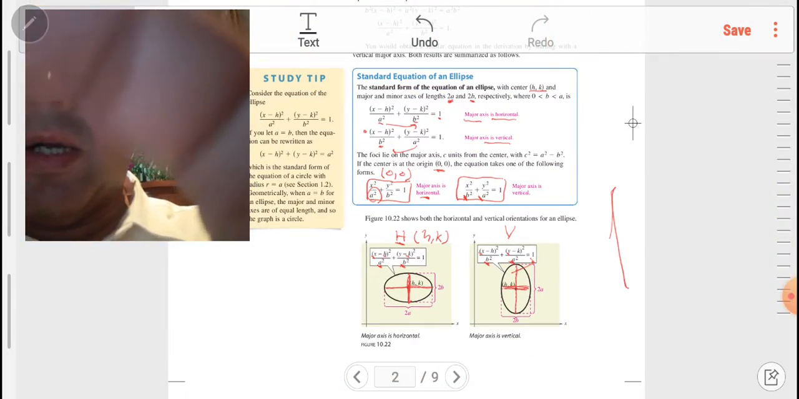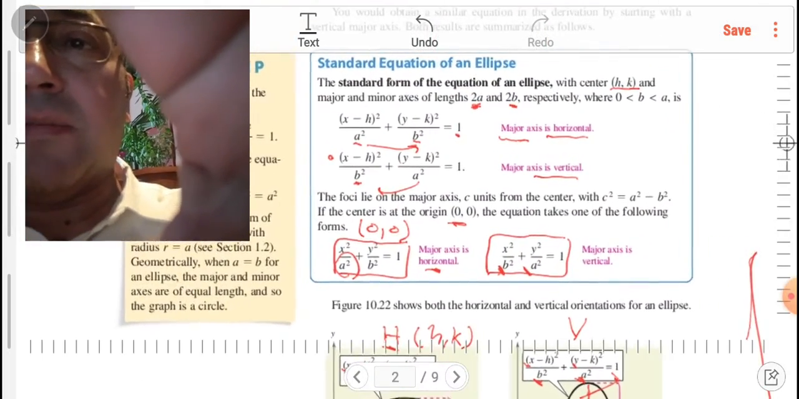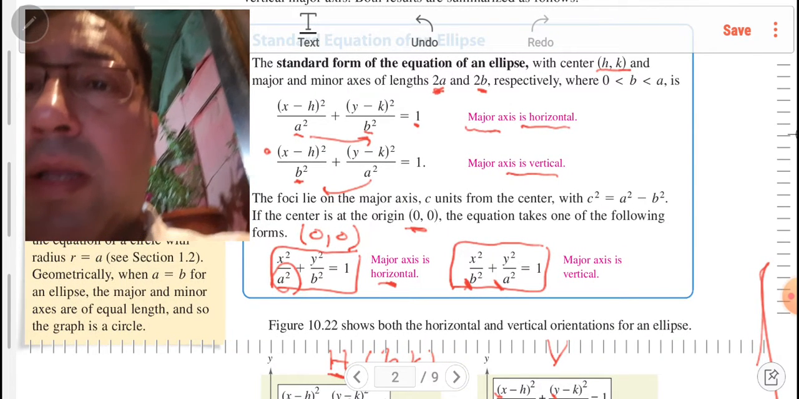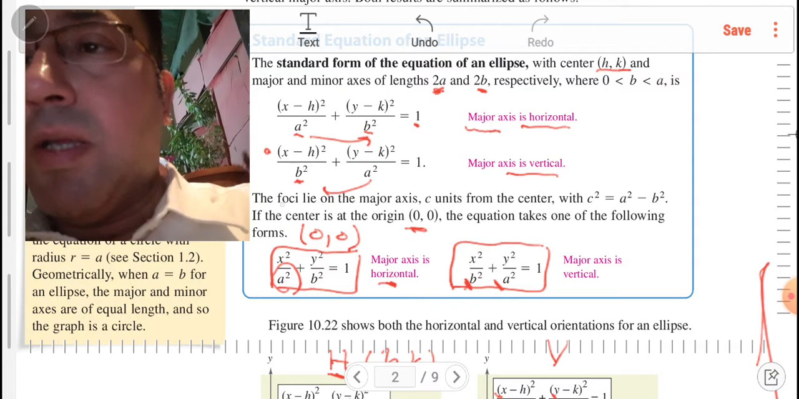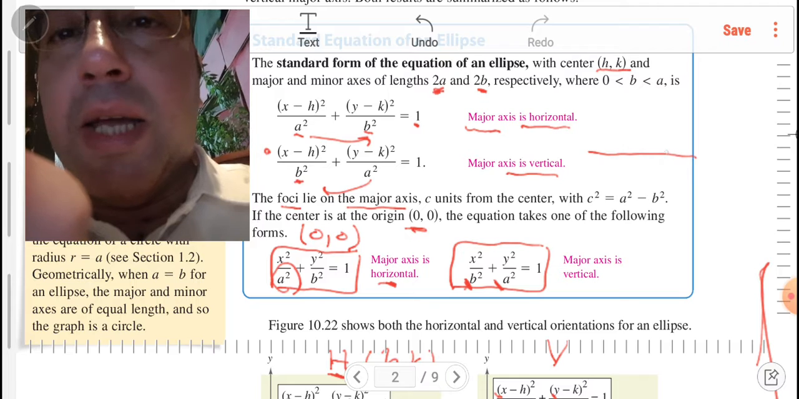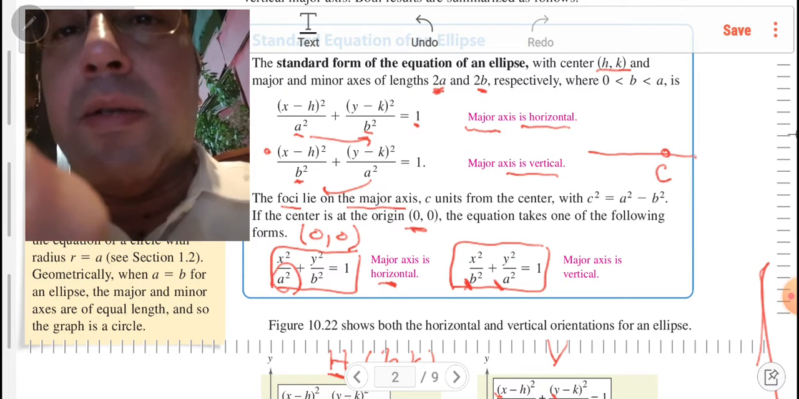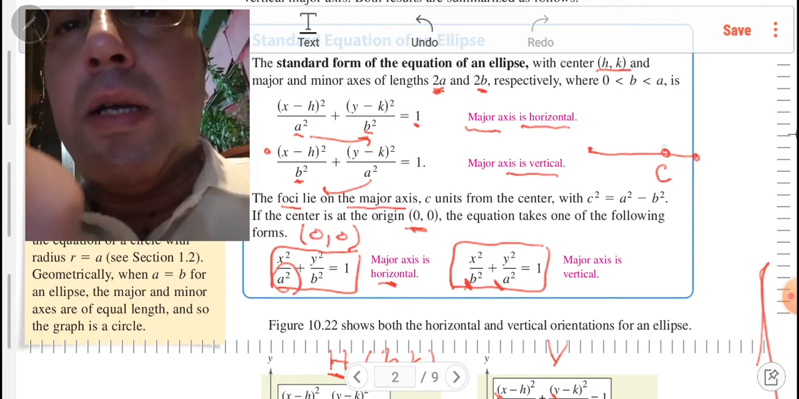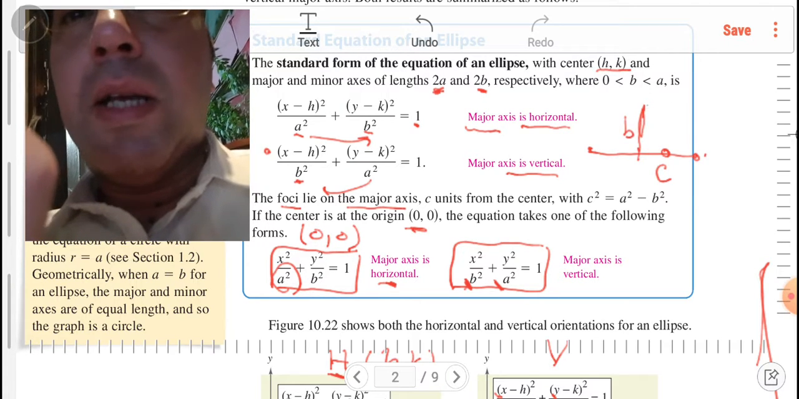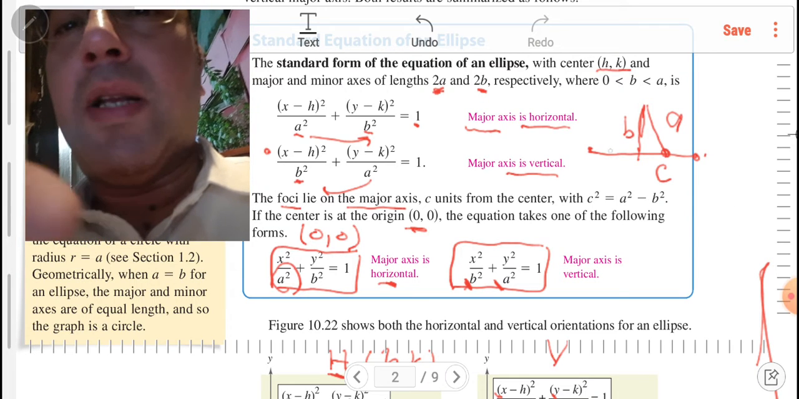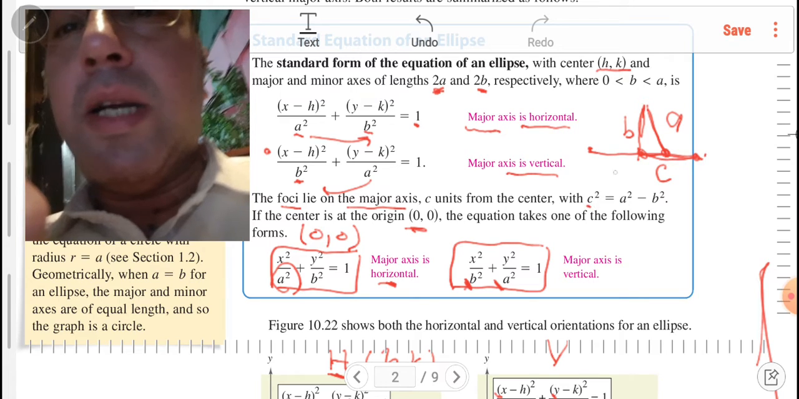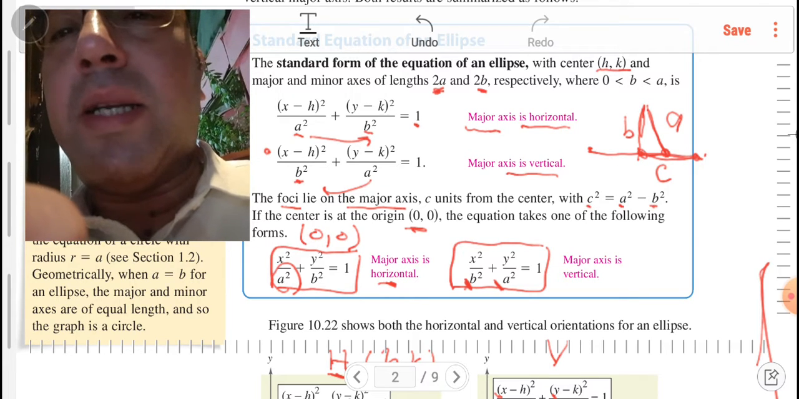Don't forget here the focus. The two foci lie on the major axis. Here is c, here is b, and here is a. This distance from here to here is the same as here. So c squared equals a squared minus b squared.